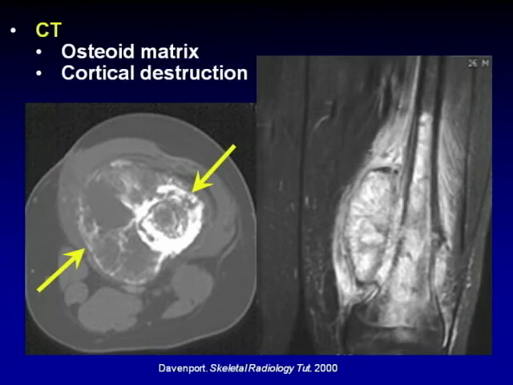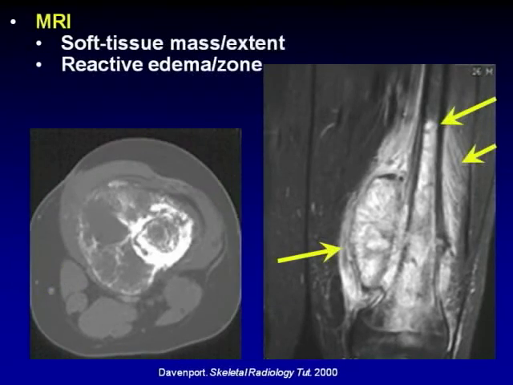Of course, on CT, we can see this rather disorganized osteoid matrix with underlying bone destruction, indicative of an aggressive osteoid neoplasm. On the corresponding MR, we can see the bulky soft tissue mass, as well as the reactive zone of edema that needs to be addressed with any definitive treatment of osteosarcoma.